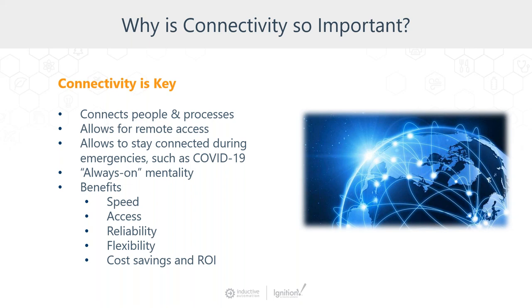Having that connectivity allows for remote access to folks, to friends, to family. It allows folks to stay connected during emergencies, such as our current situation. It also is something that we have come and grown to expect. So if we need to connect with someone or with something, what's the typical response now?